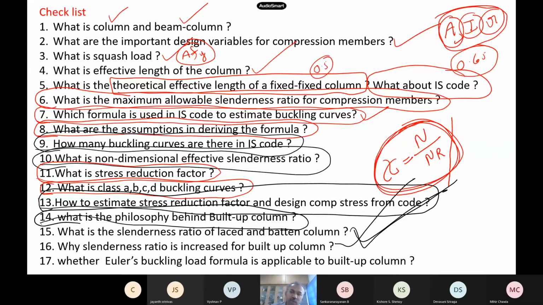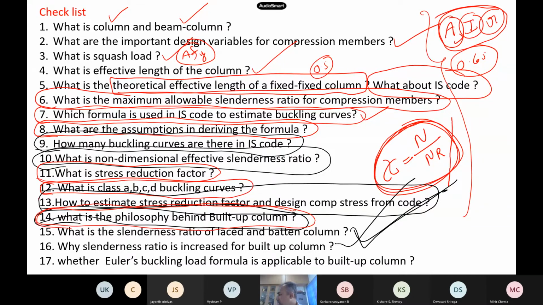These are some questions I asked you, like a checklist, which we do after every topic, so that if you are able to answer these, then you are doing fine, just to assess yourself. And now, up to question 14, anybody tell me, what is the basic philosophy behind the built-up column?